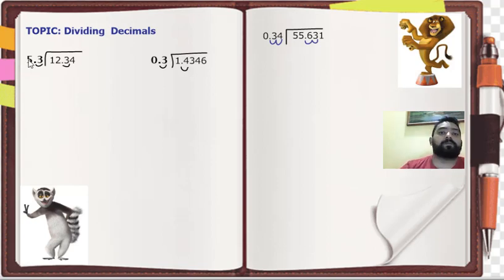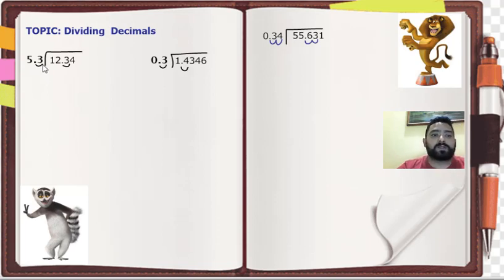When you need to divide decimals, we need to convert the divisor to a whole number. How are you going to do this? We are going to do a movement. We are going to move the decimal point. For example, here we have 5.3, so this point we are going to move one place.